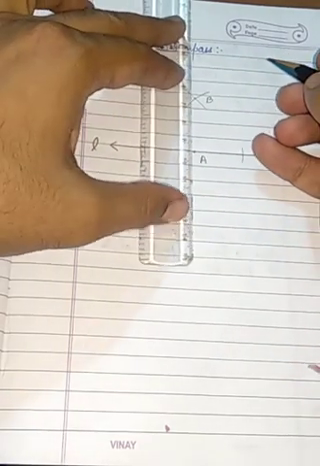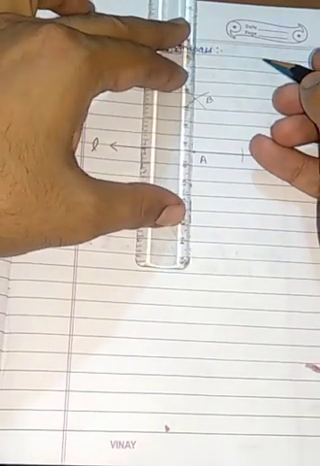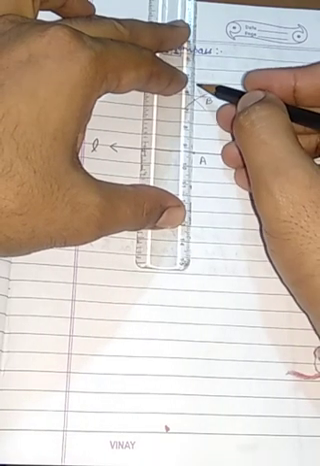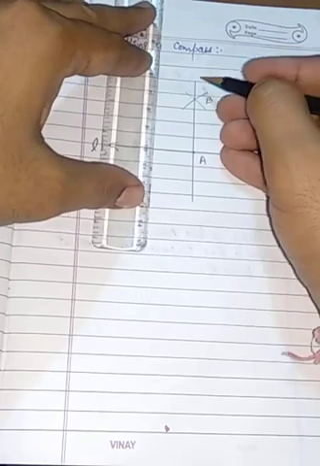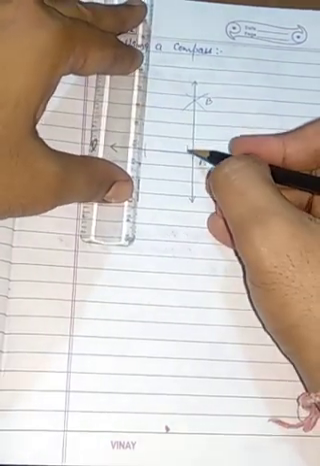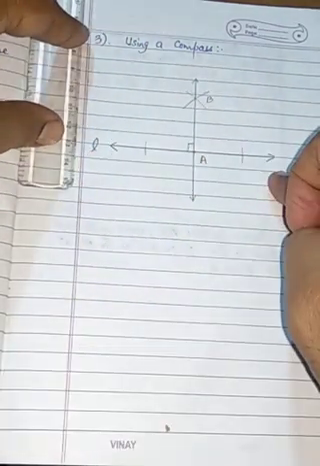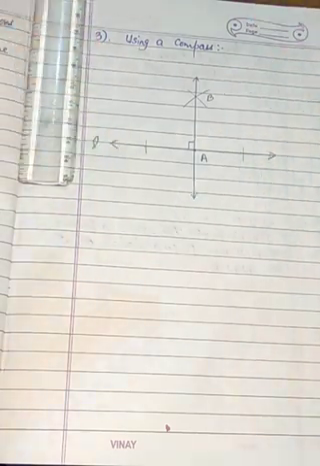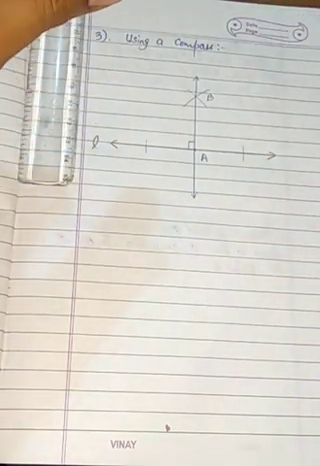Now take a scale and draw a line passing through A and B. Is it clear? See here. So you got line AB perpendicular to line L. Is it clear? So what have we used here? Compass.